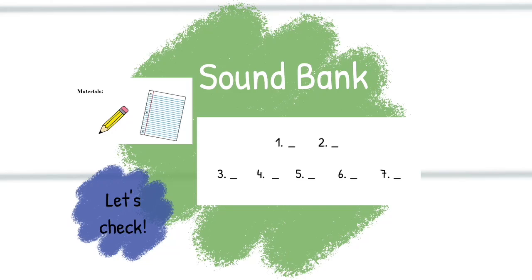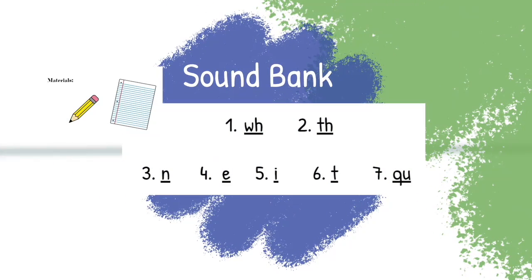And if I'm going too quick, always feel free to pause it and then press play when you're ready. 3 is like nest. 4, like egg. 5, like igloo. 6, like top. And 7 is qu, like queen. Let's check. These are the sounds that you should have written.